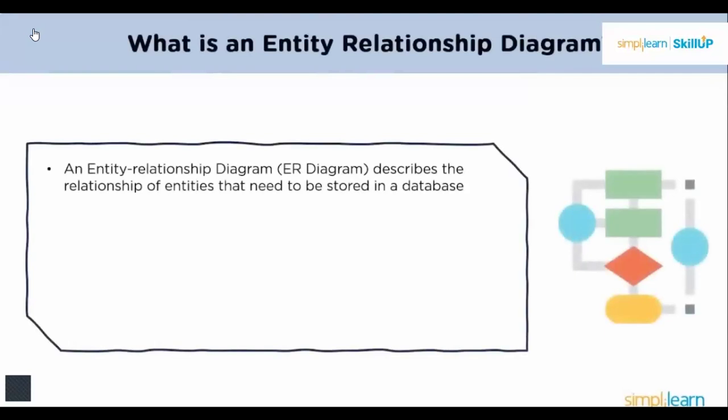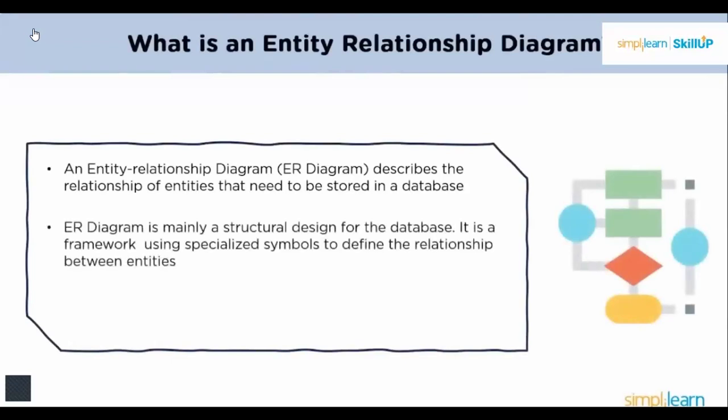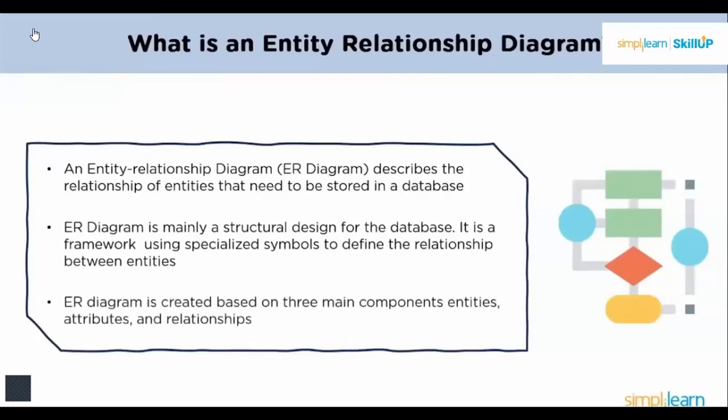An entity relationship diagram describes the relationship of entities that needs to be stored in a database. ER diagram is mainly a structural design for the database. It is a framework made using specialized symbols to define the relationship between entities. ER diagrams are created based on the three main components: entities, attributes, and relationships.